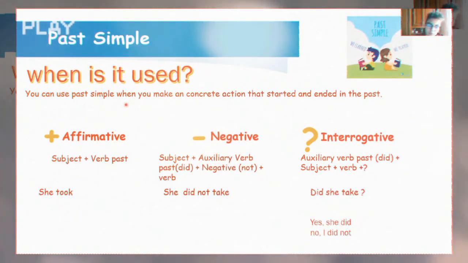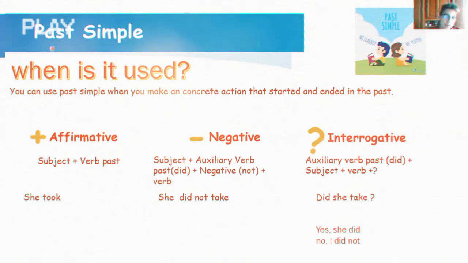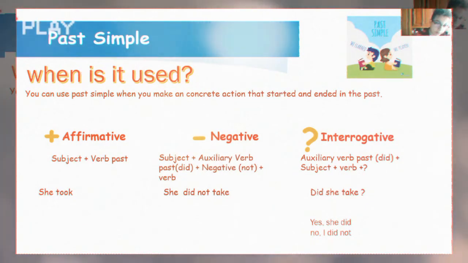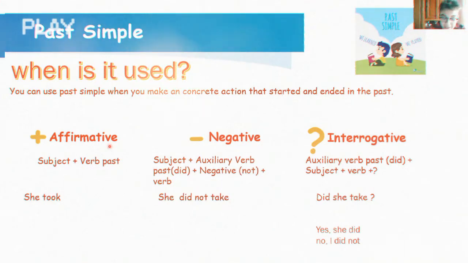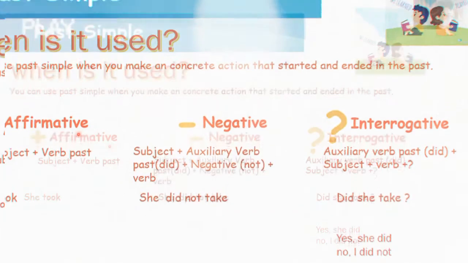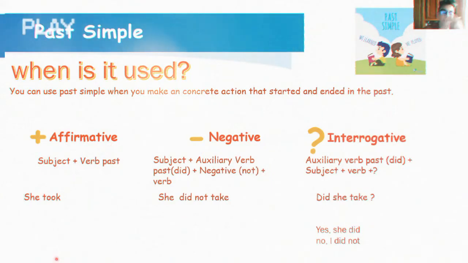Past simple. We are going to travel in time. We are going to speak about the past. You can use the past simple for a concrete action that started and ended in the past. This is simple and like the present simple. The thing that changes is the verb, because you have to search for the past or the past participle and change the verb. Subject, verb in past: she took.